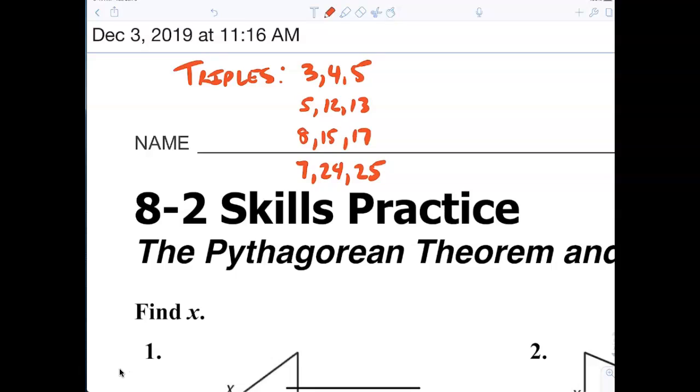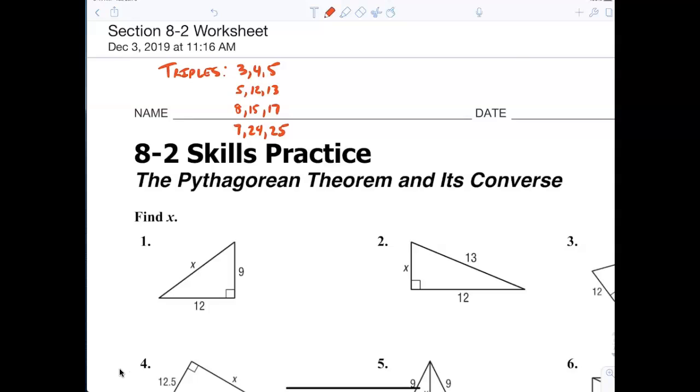All right? If you see a 3 and a 4, you know it's 5. You see an 8 and 15, you know the hypotenuse is 17. It's really, really simple. All right? So let's see if you can see what I mean right off the bat. So number 1 is a Pythagorean triple, right? So it would be 15. Thank you very much for that.